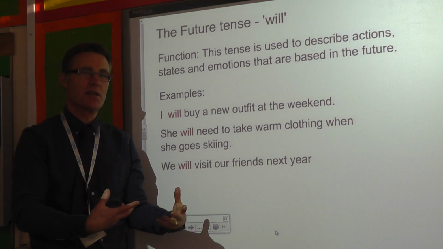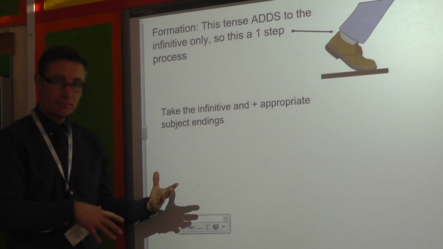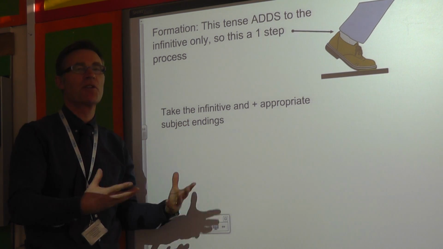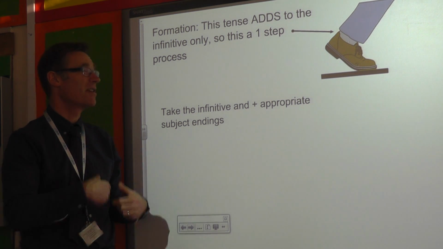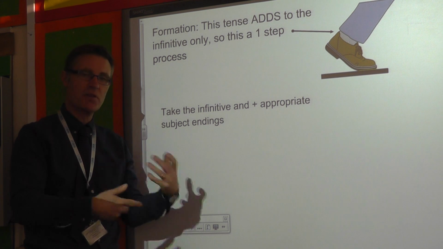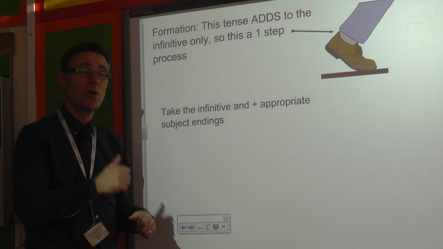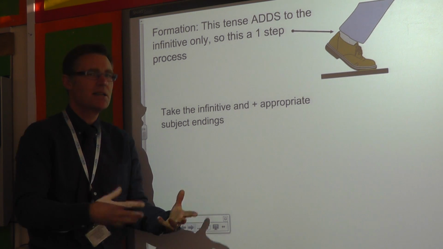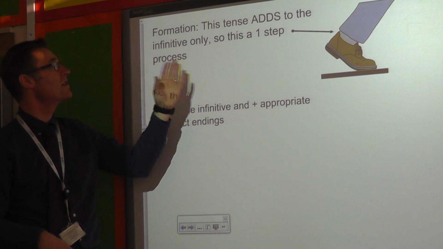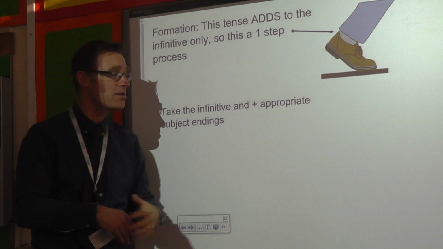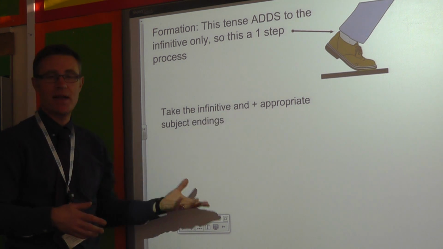Now the future tense is a really straightforward tense to form, and it's really effective. As you may have seen from other videos that you may have watched, the imperfect tense, the perfect tense, the preterite, the present tense, they're sort of a two-step approach. Whereas the future tense is just one step, one easy step, so it's a really easy tense to use. So, this tense adds to the infinitive only, so there's only one step for this process. Take the infinitive and add appropriate subject endings.